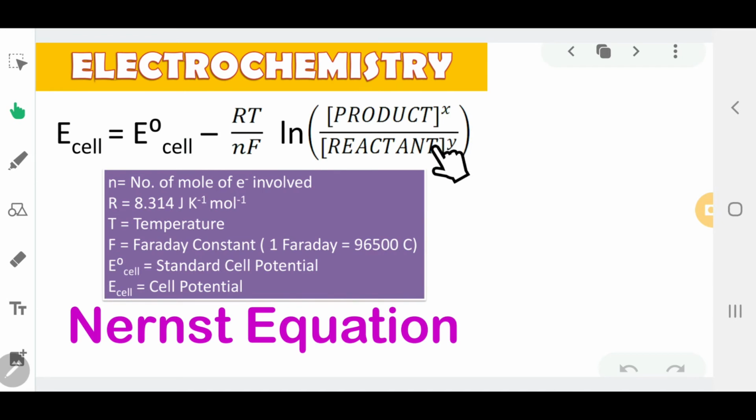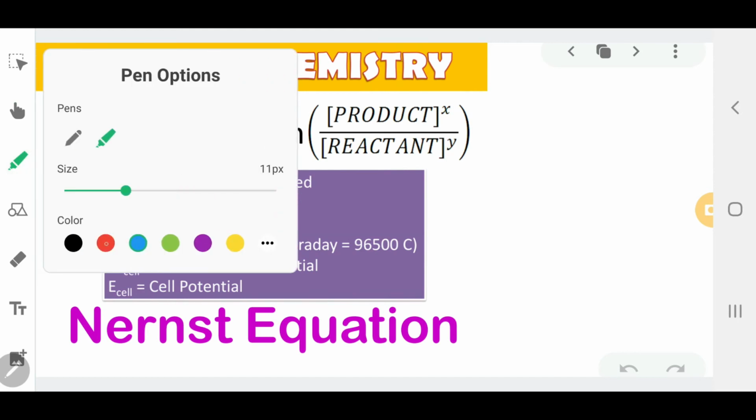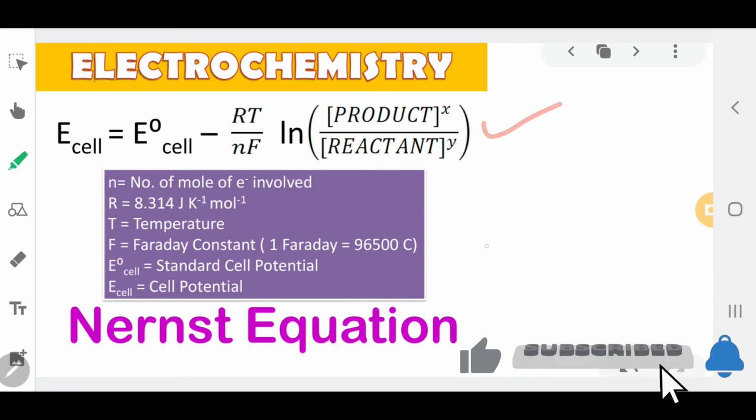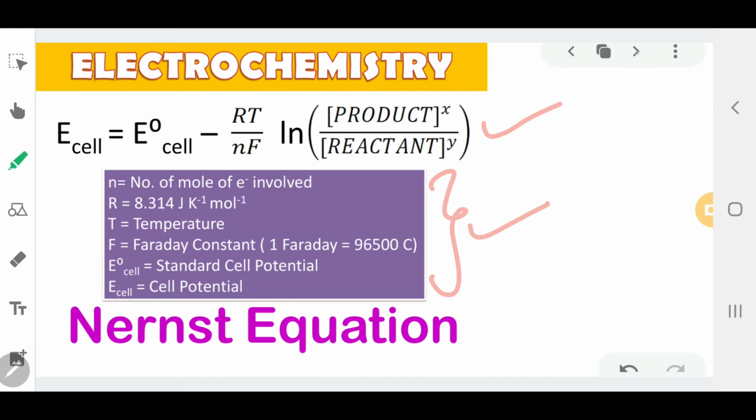So when you want to write the Nernst equation in exams, you have to write this whole thing over here together with the definitions or the descriptions of all of the things that you need to have in the equation. So I'm going to repeat that. You have to write this if they want you to write the Nernst equation, and you also have to include that one.